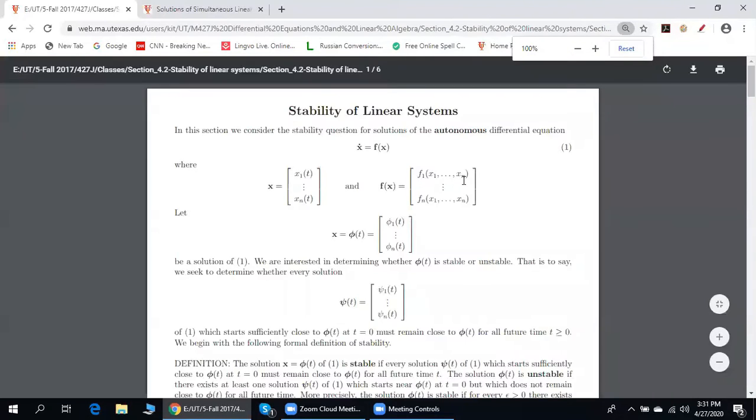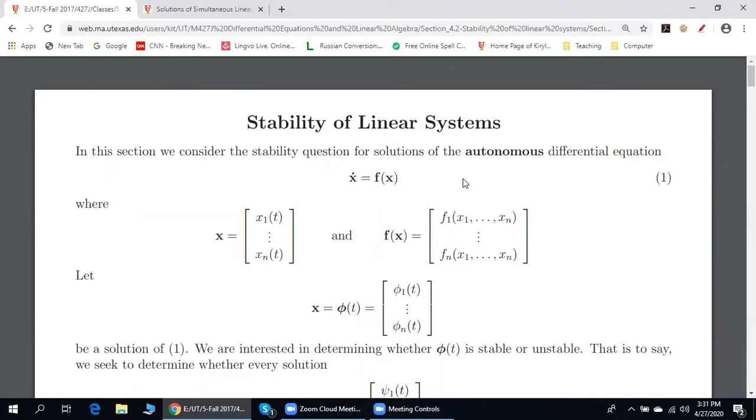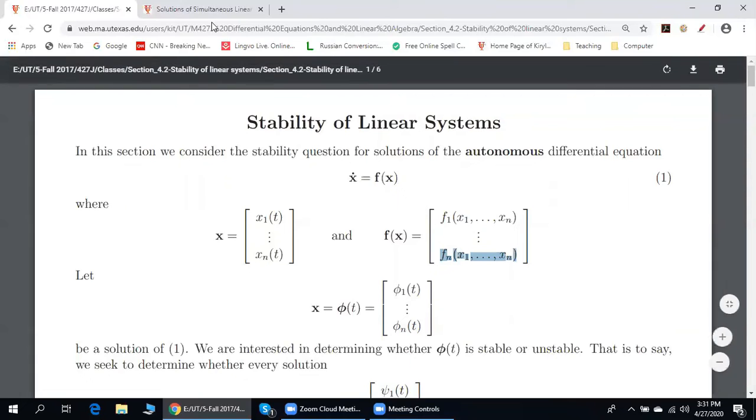Section 4.2. In this section, we deal with so-called autonomous systems of differential equations. Autonomous means on the right-hand side, there is no t. You can see it here. No t here, and so no t here.